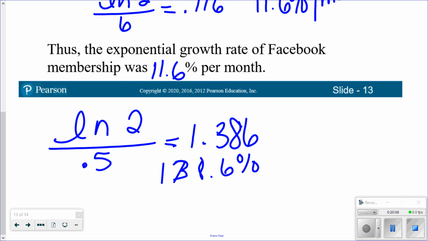which is 138.6% a year. If you multiply what we got above by 12, since that is a monthly rate, then you would have gotten 138.6% per year. So it's the same thing. You just have to make sure that you are defining the period of time that you're looking at. So you could have gone monthly or you could go yearly. You just have to state which way you were doing it.